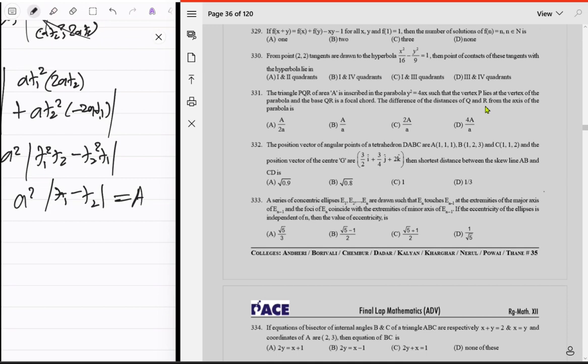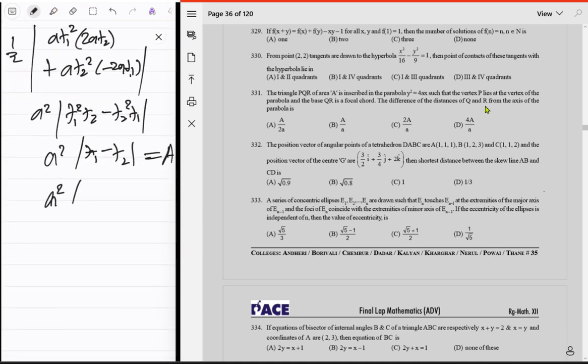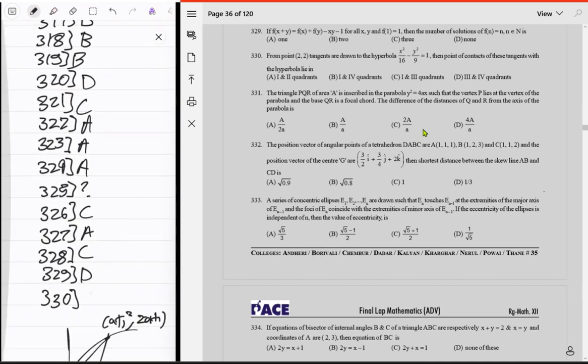And you are saying this is equal to capital A, and what do you want? You want the difference of the distances from the x of the parabola, which is like the y coordinates basically, right? So you just want the difference between 2a t1 and 2a t2. So it's like a squared and it's like y1 upon 2a minus. You take 2a out, just a upon 2. What we need is equal to A, so what we need is just 2 capital A upon small a, which is the next question.